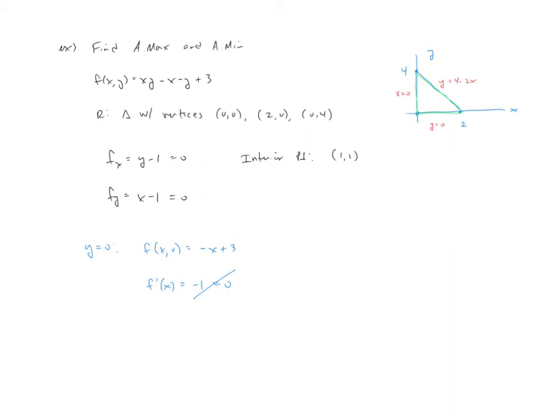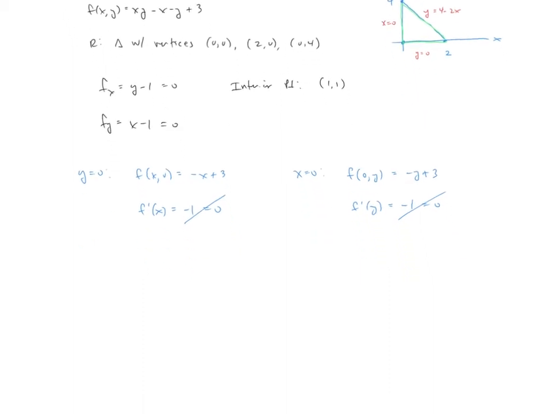All right, let's try x equals 0. I'm going to have now a function where we have f of (0, y), which would be negative y plus 3 if I let my x equal 0 there and there. My f prime of y is now going to be negative 1 again. If I set that equal to 0, I get nothing. Now, let me scoot the screen up a little bit, and let's check out y equals 4 minus 2x.